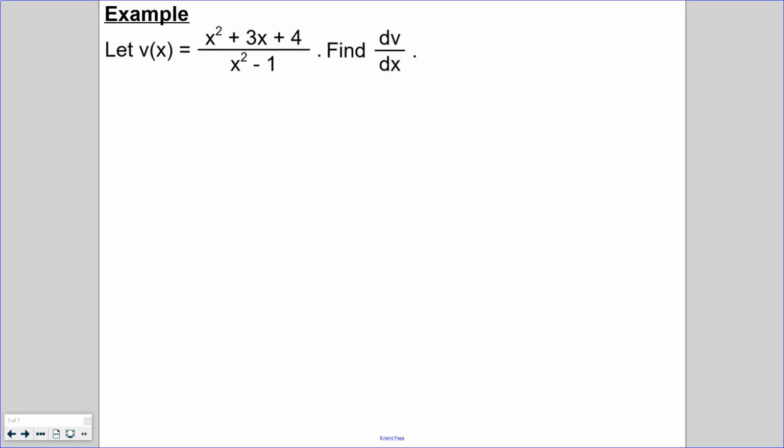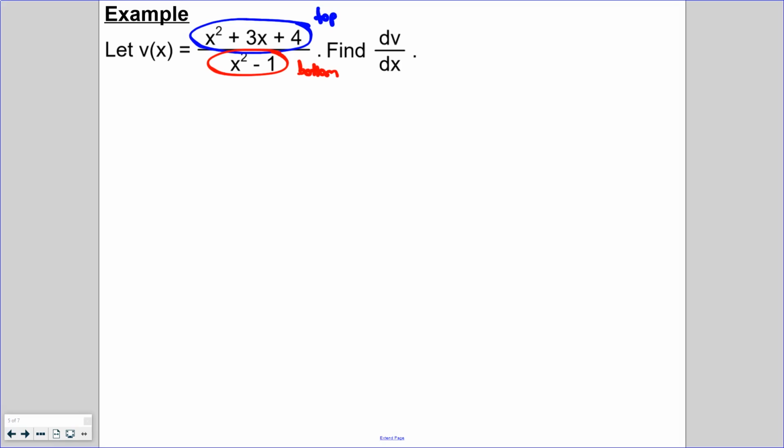All right, our next example worded a little bit differently. We can see here that we want to let v of x equal x squared plus 3x plus 4 over x squared minus 1, and we're being asked to find the derivative dv over dx. All right, so first thing we have to do is identify the top and the bottom. So I'm going to label this x squared plus 3x plus 4 as my top, because it is, again, on top. And on the bottom is x squared minus 1.